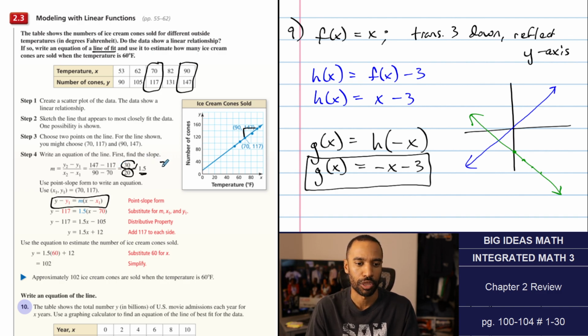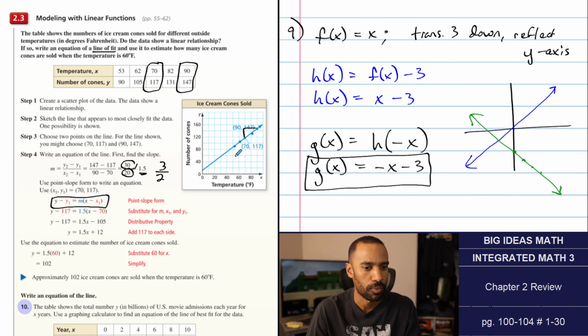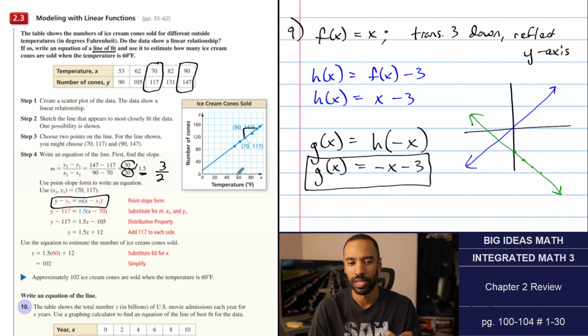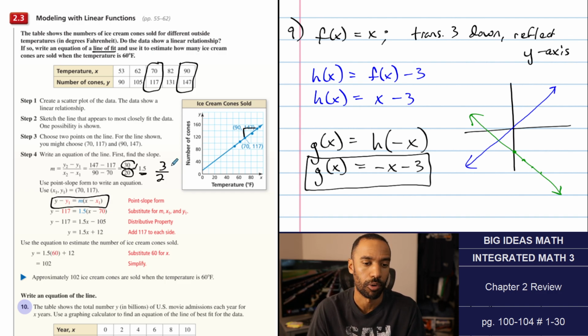Okay, I'm going to use the 3 over 2. Every time the temperature increases 2 degrees Fahrenheit, you are using 3 more cones. What does this have to do with? Oh, how many cones? You're selling 3 more ice cream cones every time the temperature rises another 2 degrees Fahrenheit. It's getting hotter. More people are going to buy, basically.